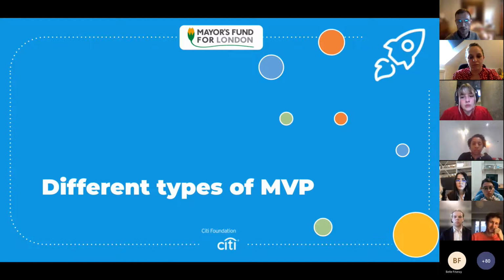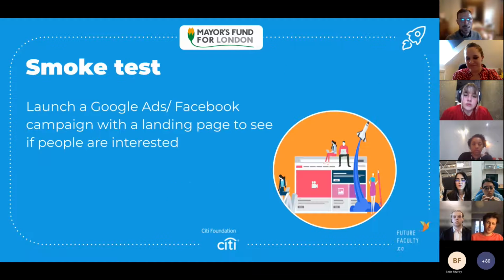So to talk you through different types of MVP in a whistle-stop tour, the first is called a smoke test. This is where you run a campaign, Google Ads, Facebook, whatever it might be, to drive people onto your landing page. A landing page is a basic version of a website, and you can get people to sign up, just like Dropbox did, to prove that they're interested. Tick. That is really good, factual data that proves that they're interested in what you're doing.